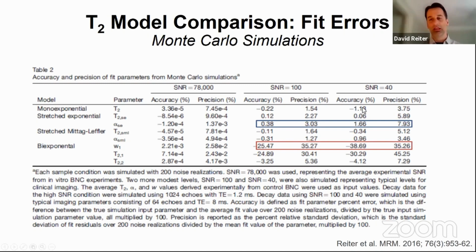And if we think about extending this type of model to clinical imaging conditions, where we've got lower signal to noise and longer echo times, you can see that the accuracy and precision of this more parsimonious model of multi-exponential behavior is more robust.